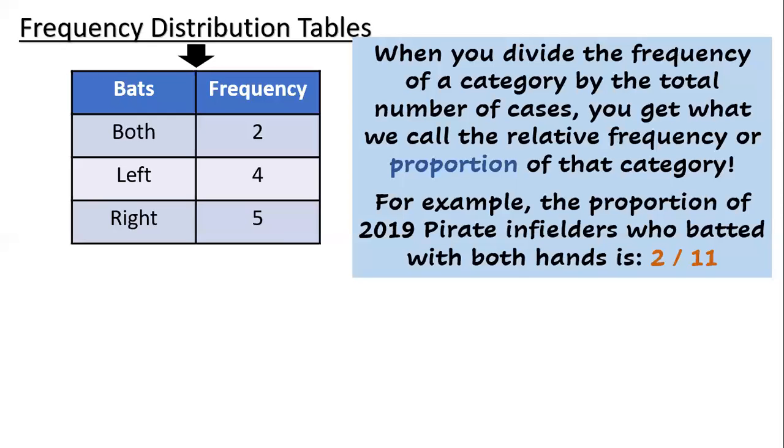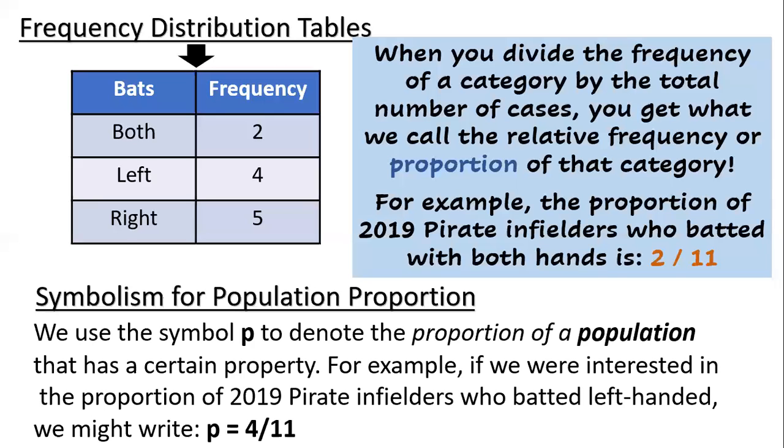So we would say that that proportion was 2 11ths. Now, in terms of symbolism, we're going to use the letter P to denote a population proportion. Remember here that these 11 were the only infielders who played with the Pirates in 2019. So if I wanted to talk about the proportion of 2019 Pirate infielders who batted left-hand, that proportion, which is 4 11ths, we would write that as P equal to 4 11ths, because that is the population proportion. So remember that symbolism. P stands for a population proportion.